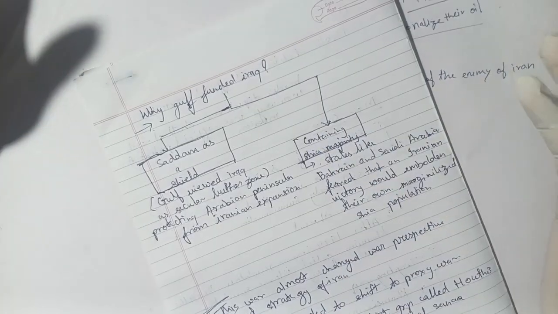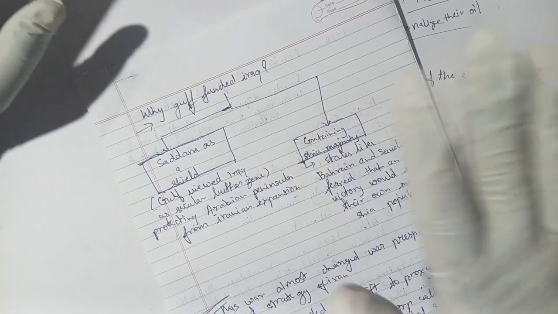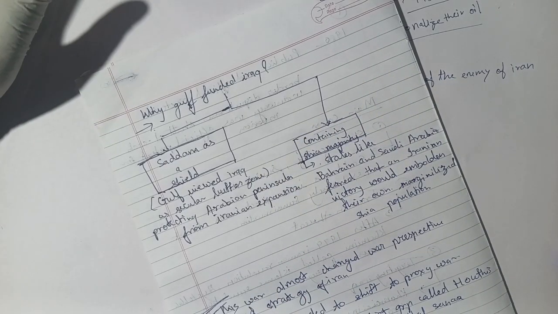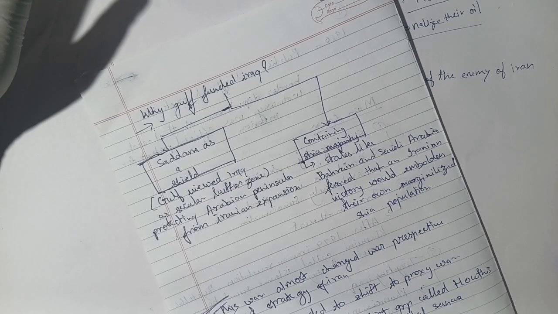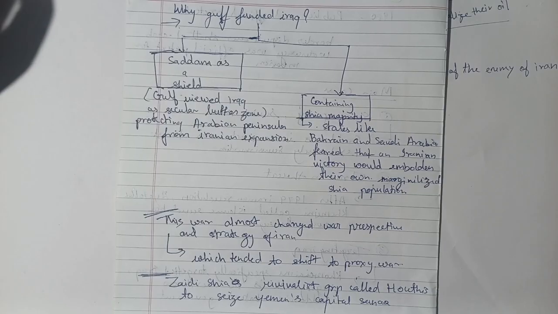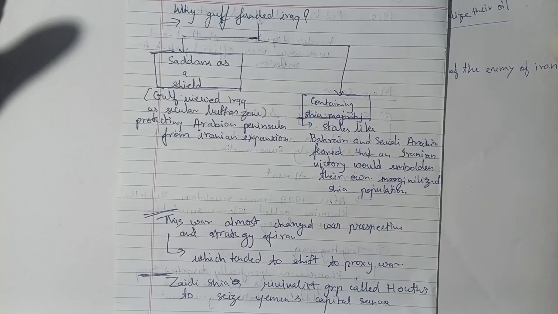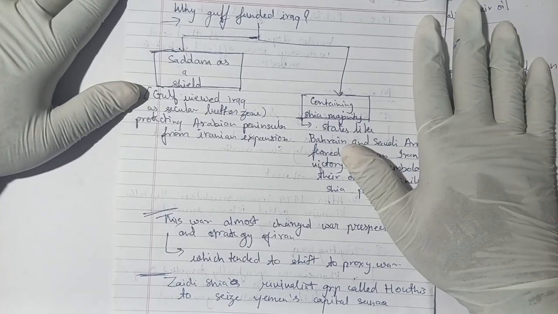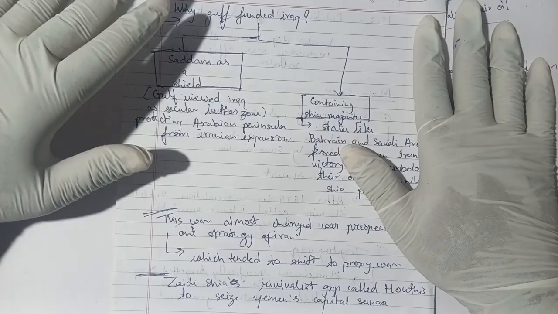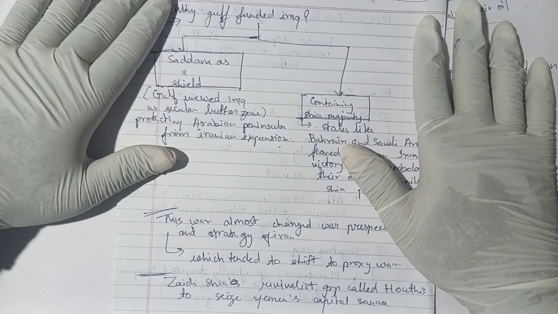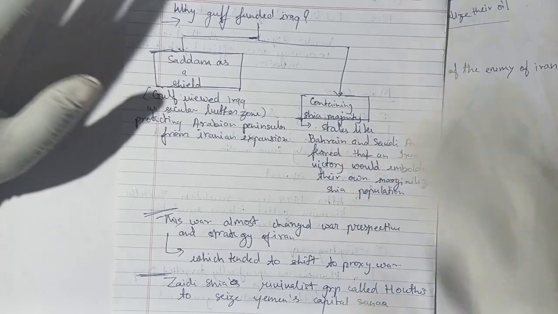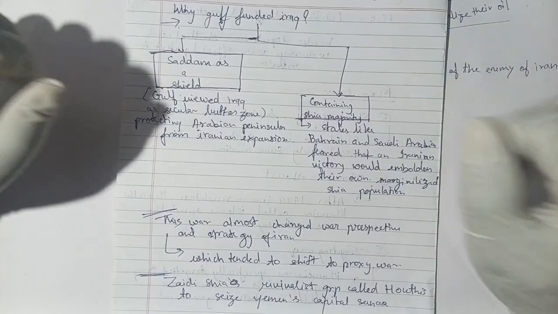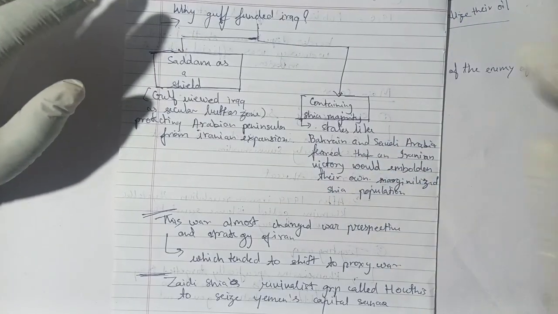The Gulf viewed Iraq as a secular buffer zone, protecting the Arabian Peninsula from Iranian expansion. So basically, the Gulf was playing double, using Iraq as a proxy to fight against Iran.